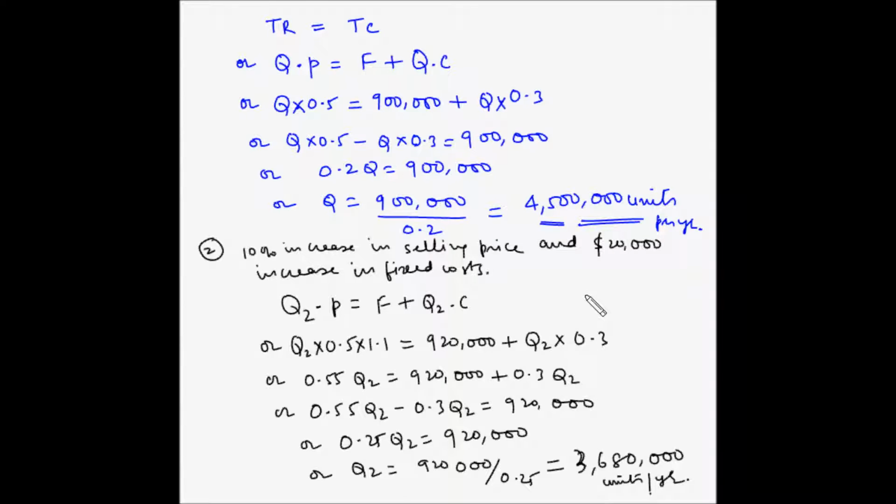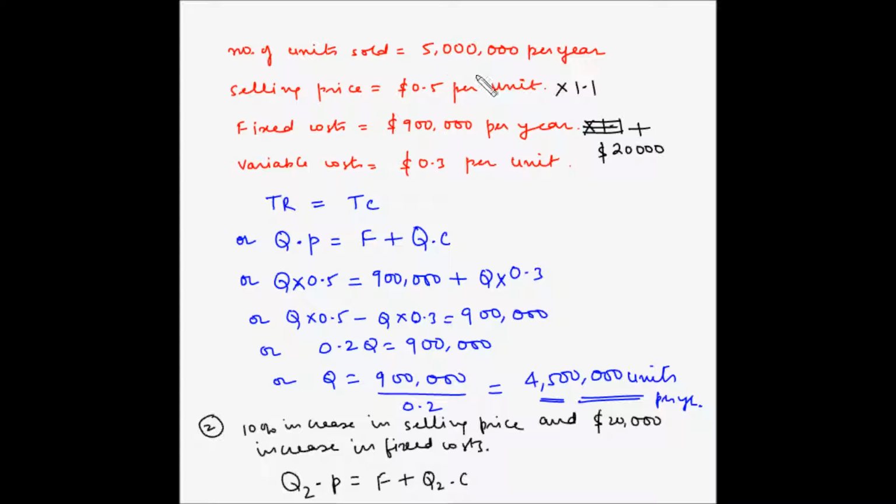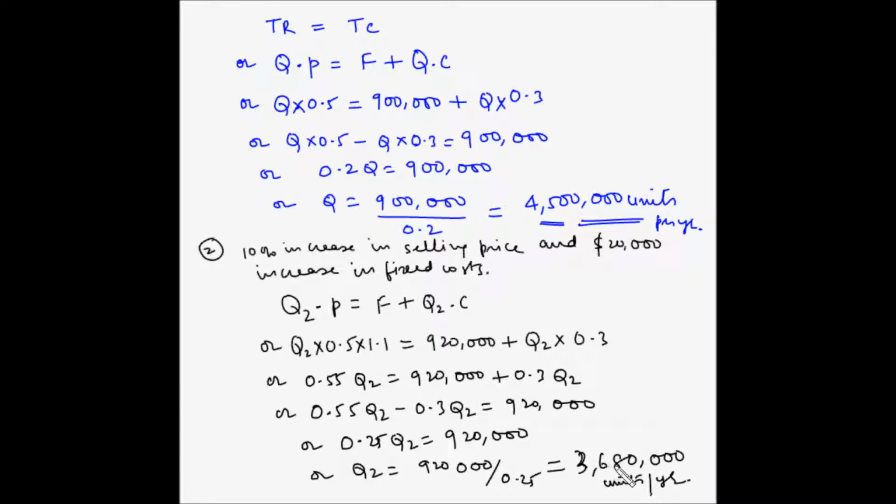So basically our profit is increasing because we are already selling 5 million, and to break even we need to sell only 3.68 million.